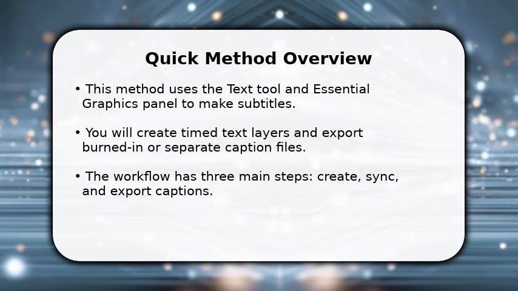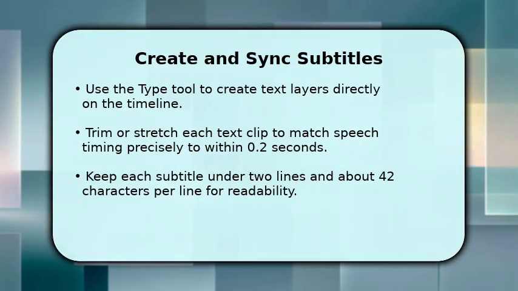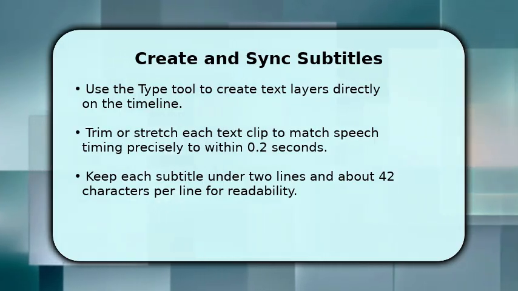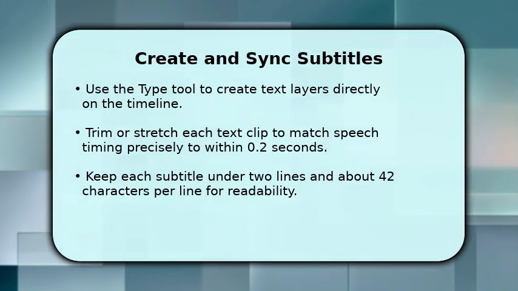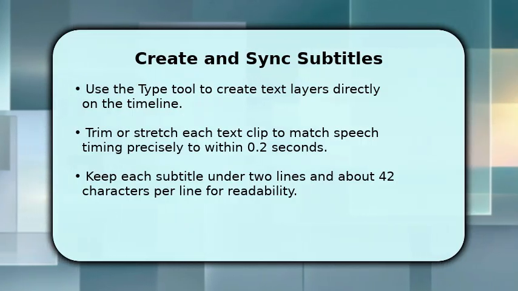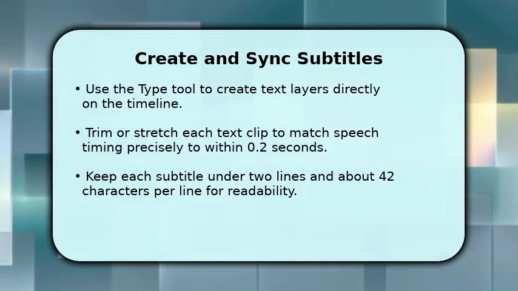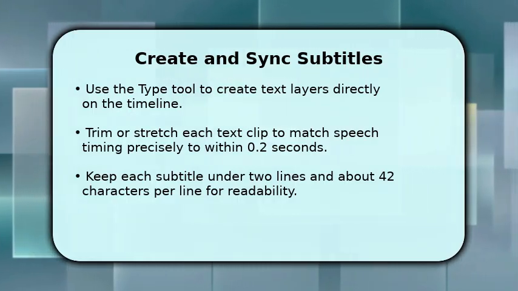Start by selecting the Type tool and clicking in Program Monitor to add text. Create 1 text clip per subtitle and place it on a subtitle track above video. Trim or extend each text clip so the on-screen timing matches the spoken words precisely. Aim for timing accuracy within 0.2 seconds for natural readability. Keep each subtitle to 2 lines or fewer and roughly 42 characters per line for legible display.